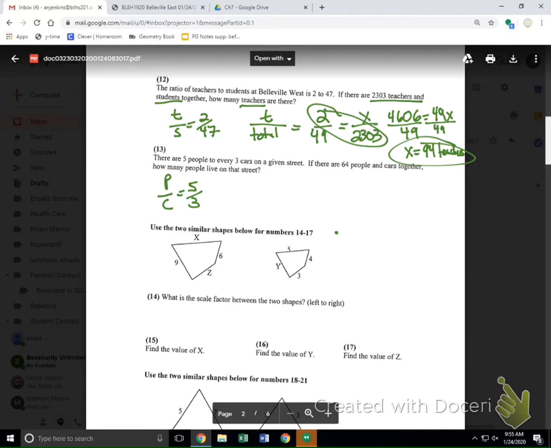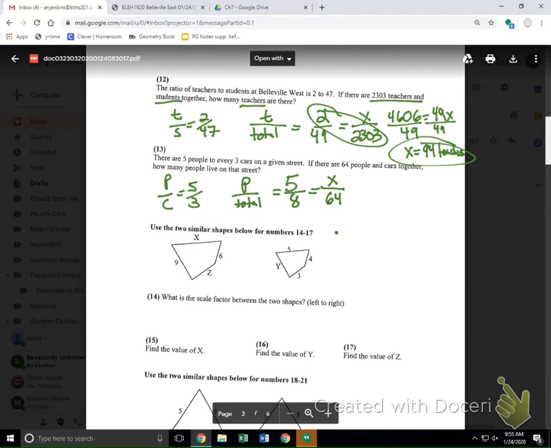So we're once again interested in people. So we want people over total. What's our total going to be in the ratio? So it's going to be 8 because it's 5 plus 3, which will give us the 8. And the people portion was the 5. And then we know the total is going to be that 64. And we want to find out how many people are going to be living on that street. It's going to be X.